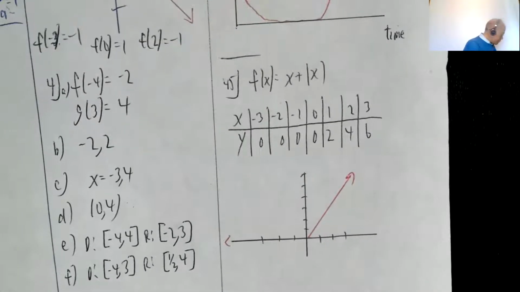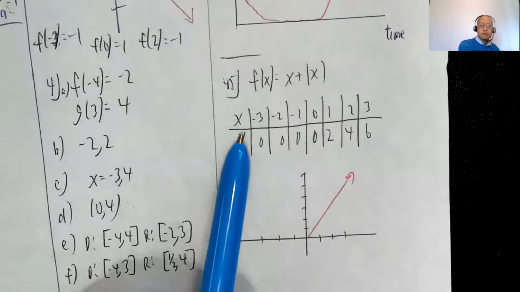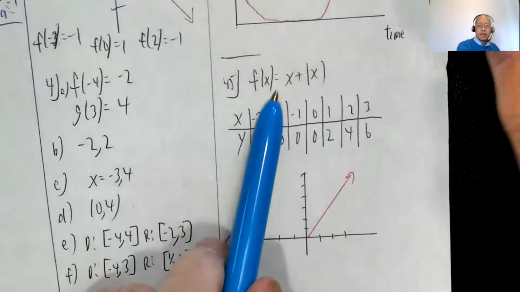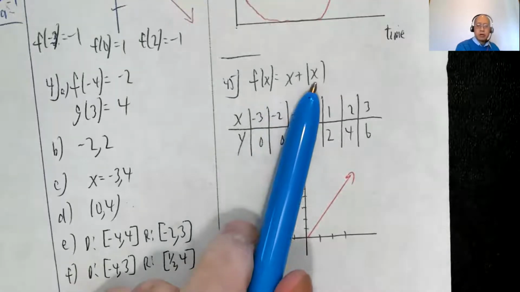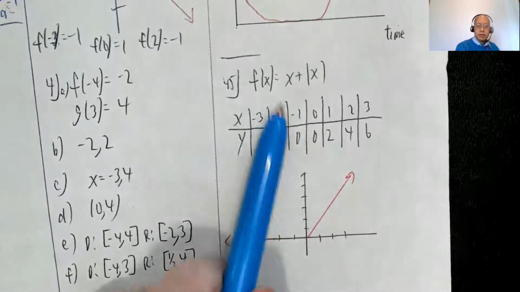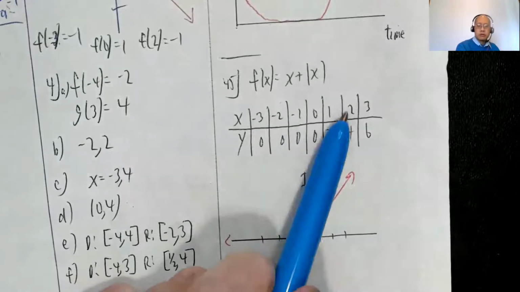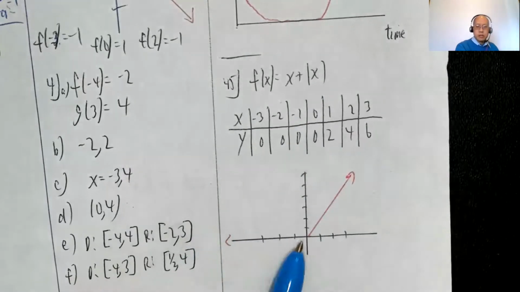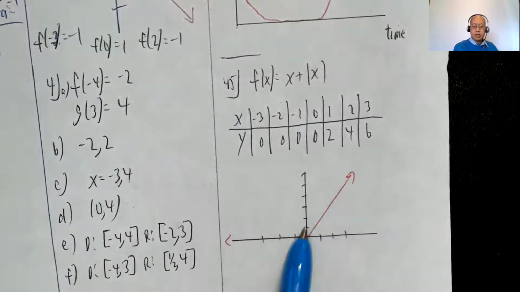45 asks for a graph of x plus absolute value of x. I made a little table. Plug in -3, you have -3 plus 3, which is 0. Plug in -2, -2 plus 2 is 0. -1 plus 1 is 0. 0 gives me 0. 1 gives me 2, 2 gives me 4, 3 gives me 6. So it's almost like a piecewise defined function, where here it's y equals 2x, and here it's y equals 0.